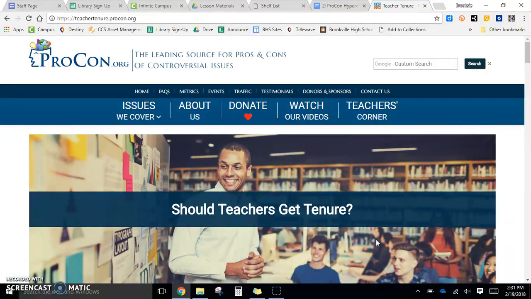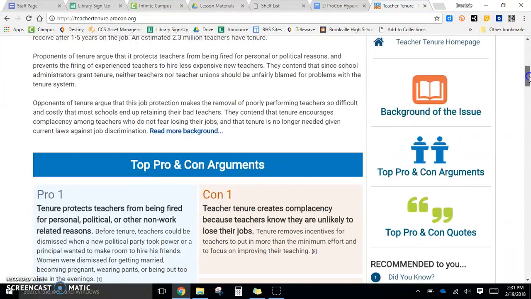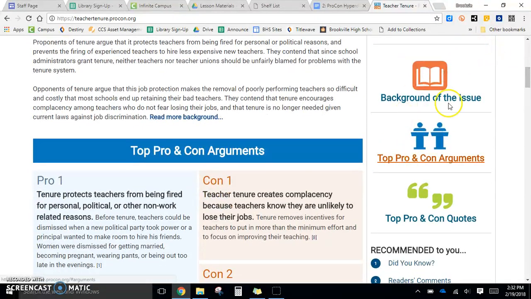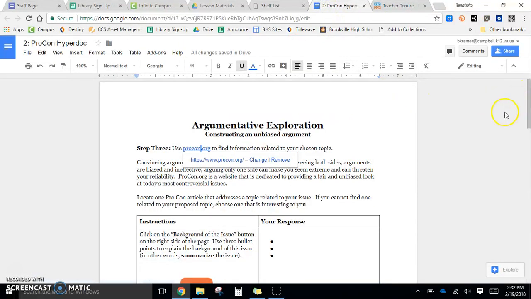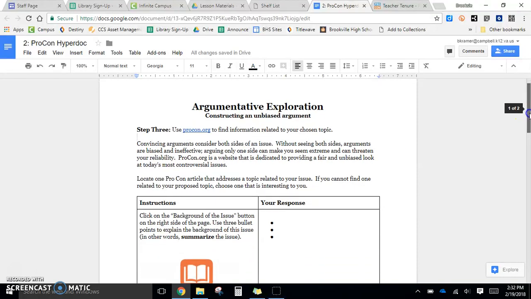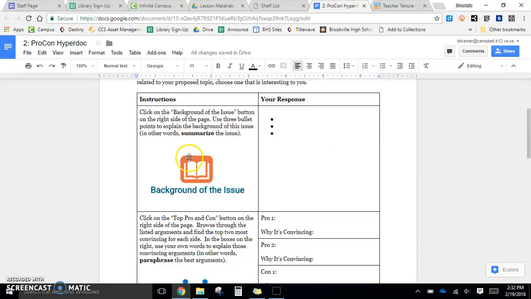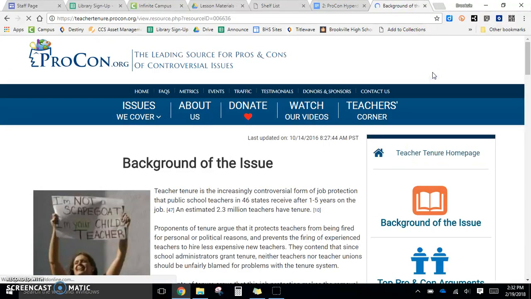Okay, once you're here, just so you can see how procon.org is set up, the place that we're going to use mostly is this side here. And if we click back over to our HyperDoc, you've got instructions in each one of the boxes here. Once you've chosen your topic, you can just go through. So the first part you're going to do is click on the Background of the Issue button on the right-hand side of the page. So I'm going to click right here.